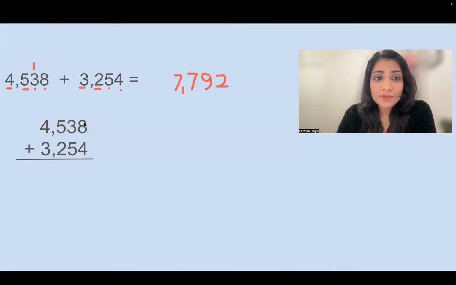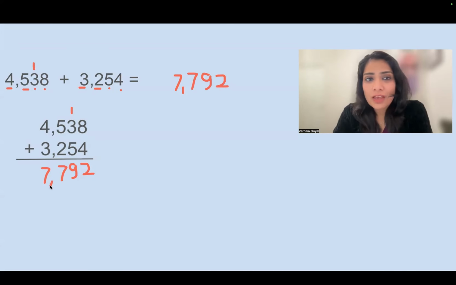So we line up the numbers such that all ones, tens, they are in their respective columns. 8 plus 4 is 12. We put 2 here. We pass on the carry to its tens digit. We add 5, 3, 8 plus 1, 9. We go to our hundreds. 5 plus 2 is 7. We go to our thousands. 4 plus 3 is 7.